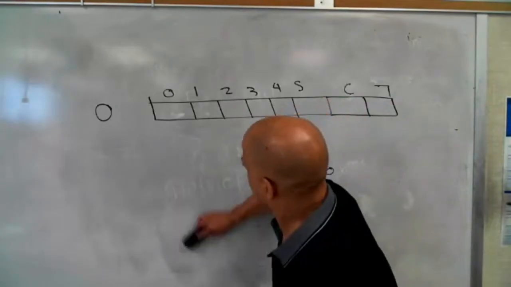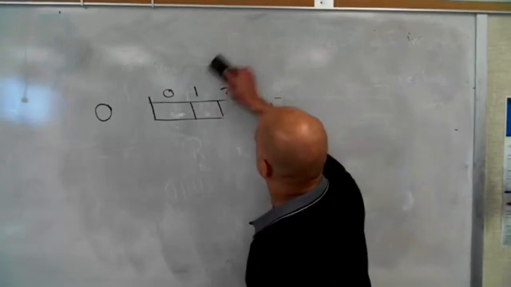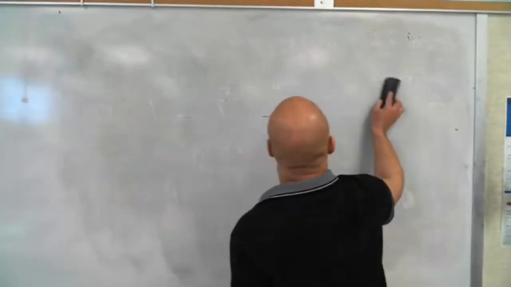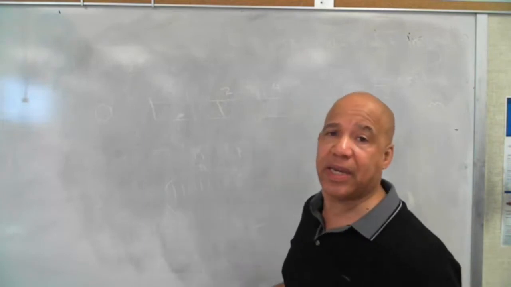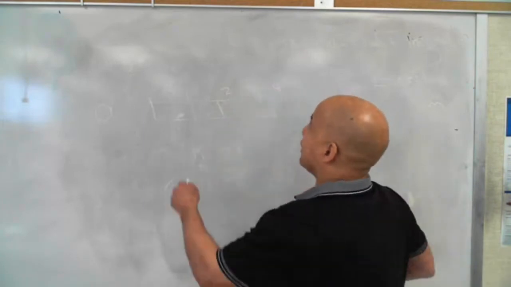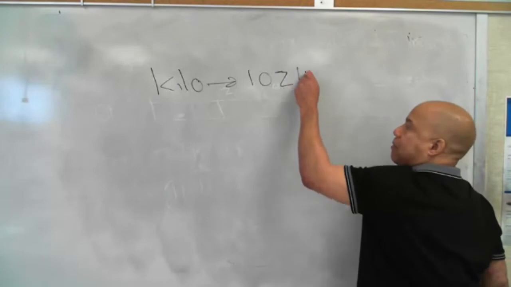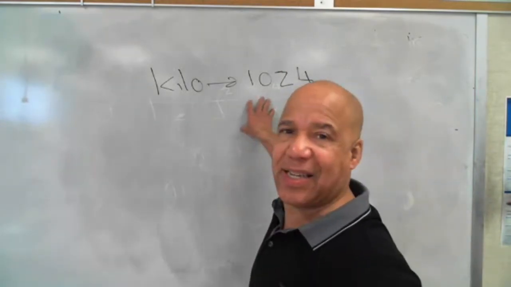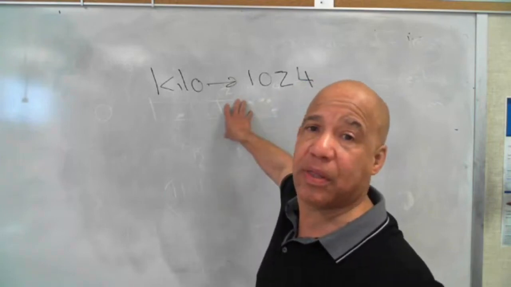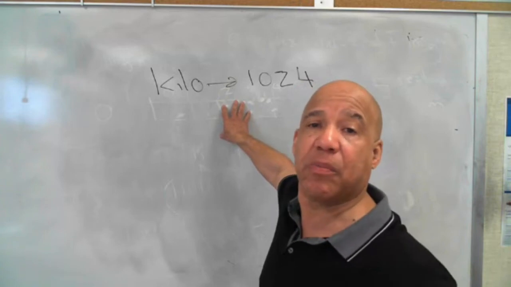So, you guys are engineering students. And so when you think kilo, you think 1,000. But in the binary number system, kilo is not 1,000. Kilo is equal to 1024. And the reason it's equal to 1024 is because we don't deal with base 10 numbers. We deal with base 2 numbers with digital devices. We deal with the binary number system instead of the decimal number system.